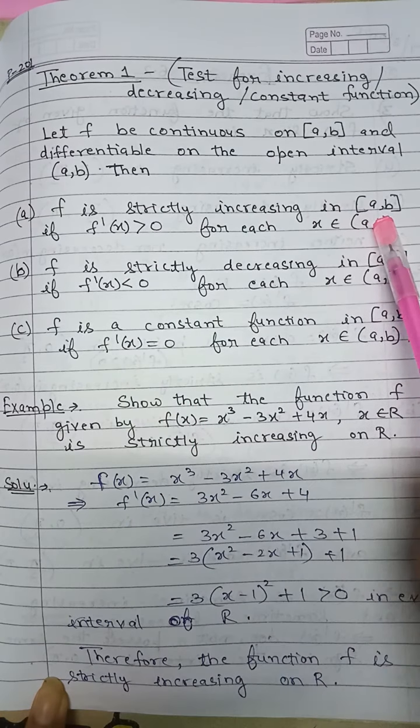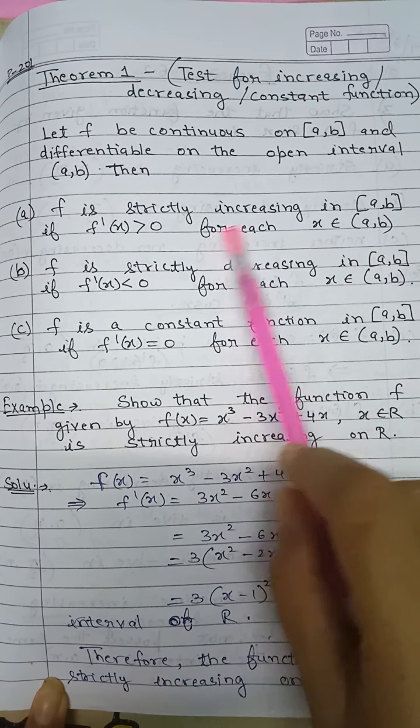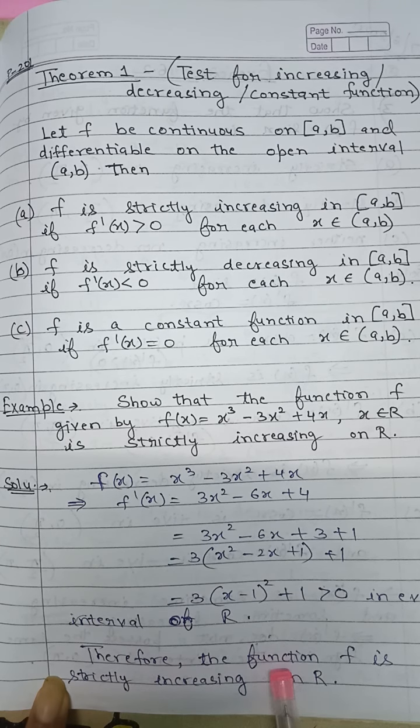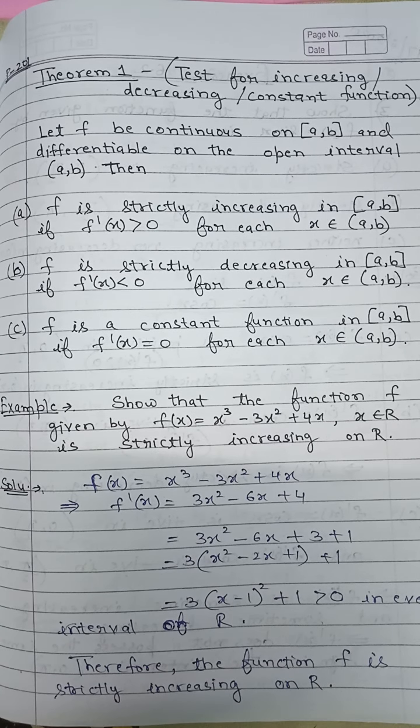What kind of graph will be there? It will be a strictly increasing kind of function. Right? Greater than 0 in every interval of R. Therefore the function f is strictly increasing on R.